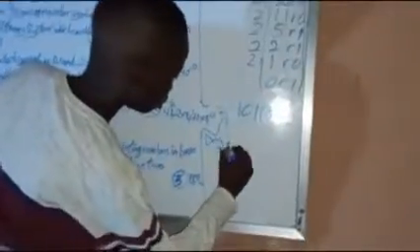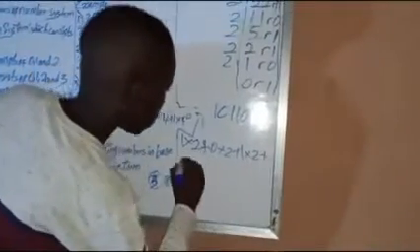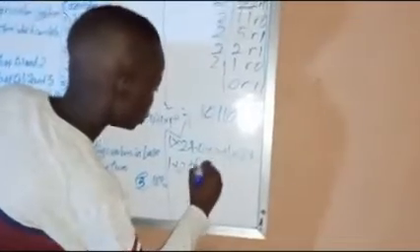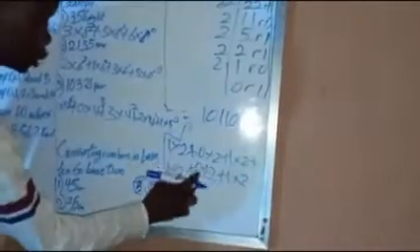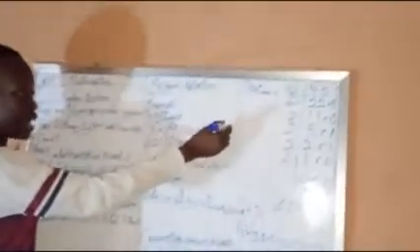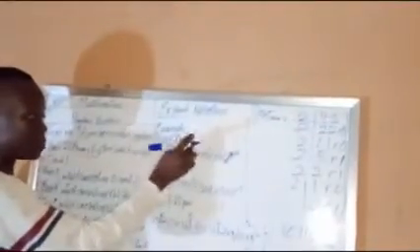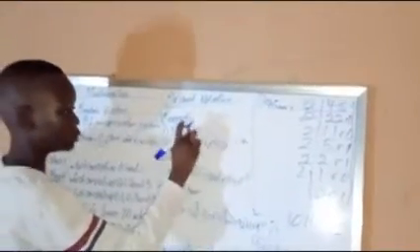1 times 2 plus 0 times 2 plus 1 times 2 plus 1 times 2 plus 0 times 2 plus 1 times 2. So let's see if we are correct. 1, 0, 1, 1, 0, 1. We are correct. So we start from the end. As I said earlier, when you are expanding, you start from the end of that base. If that base is 2, you start from 2.